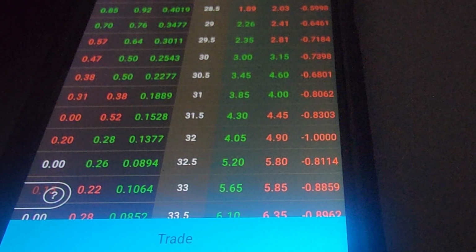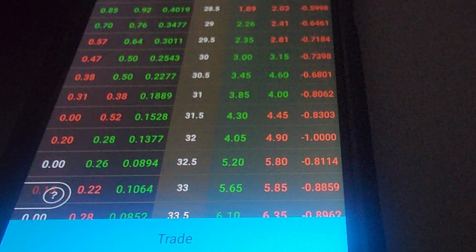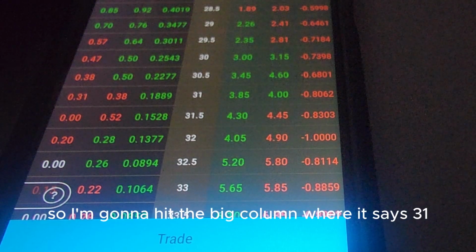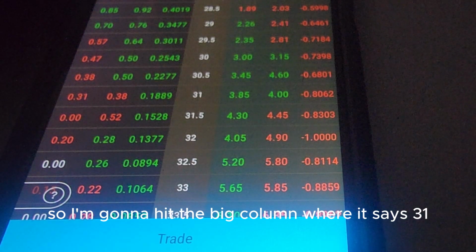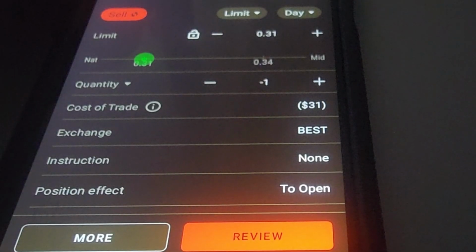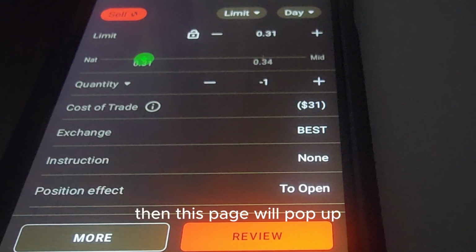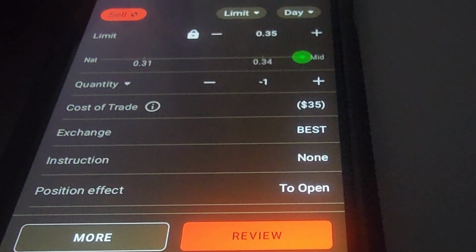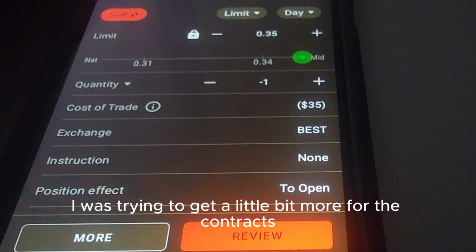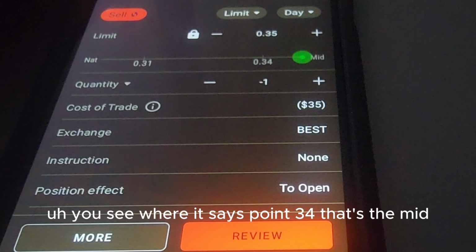So now we concluded that the $31 strike price was the best one. So I'm going to hit the bid column where it says 31. Then this page will pop up. Now, being that I was trying to get a little bit more for the contracts, you see where it says 0.34, that's the mid.